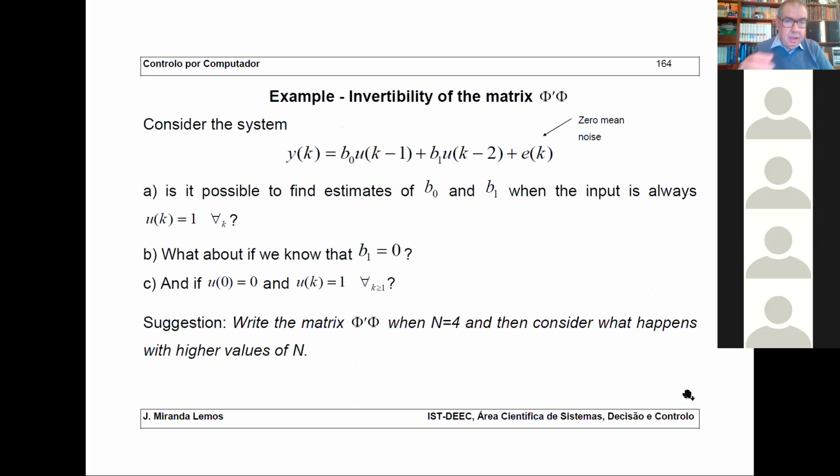Now, we have this story of inverting the matrix phi. What are the conditions that you think you should impose so that this capital phi is invertible? Do you have any idea?